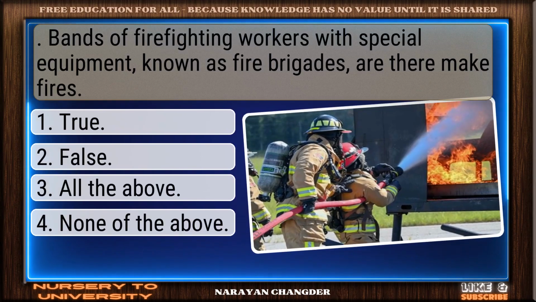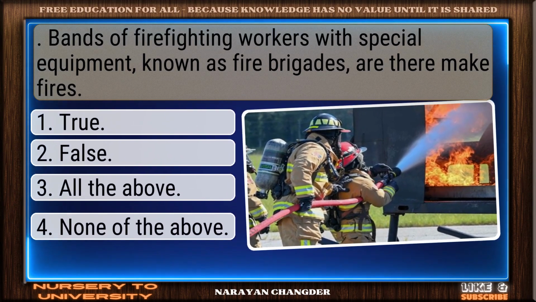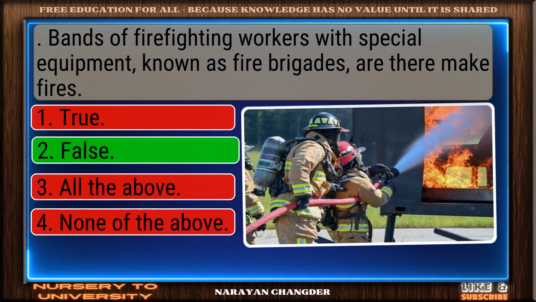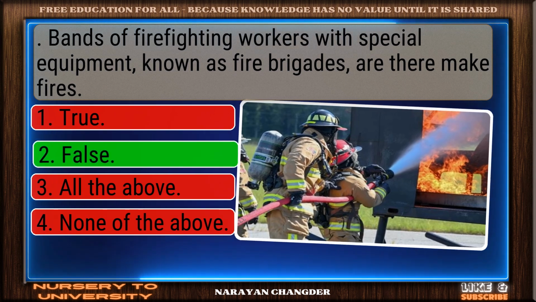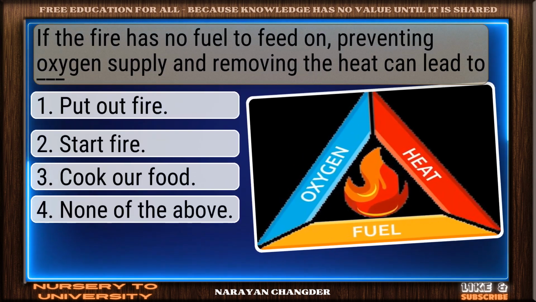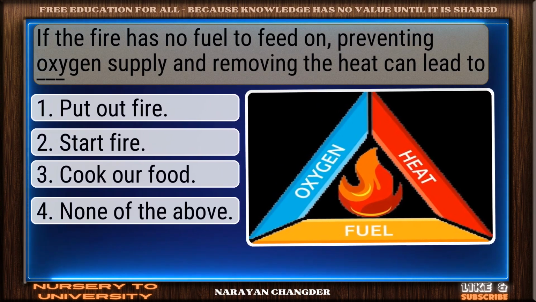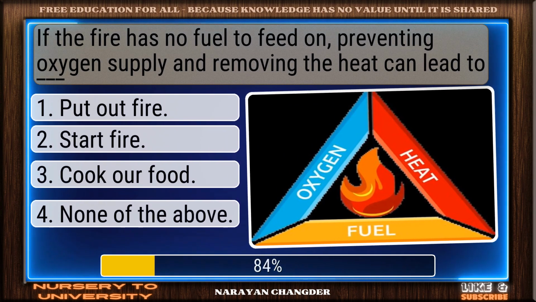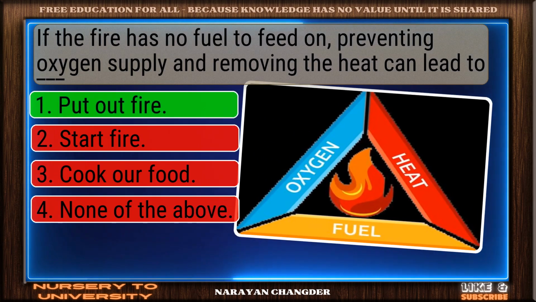A band of firefighting workers with special equipment, known as fire brigades, are that make fires. Correct response. False is the most accurate answer. If the fire has no fuel to feed on, preventing oxygen supply and removing the heat can lead to dash. Great thinking. Put out fire is the right choice.